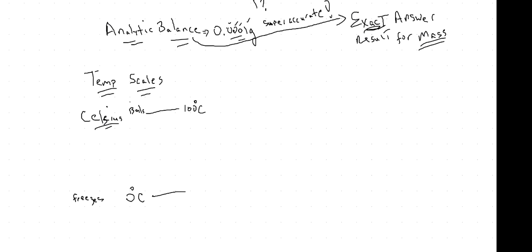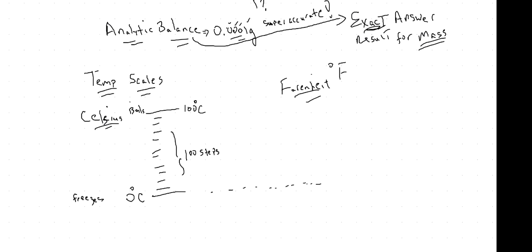Now if we look at this scale and we count all those steps between 0 and 100, it's clear that there's 100 steps between freezing and boiling. That's the Celsius scale. If we go to Fahrenheit, degrees Fahrenheit, I'm going to try to draw something right here because it's going to be the same thing. Water freezes in Fahrenheit at 32 degrees Fahrenheit.